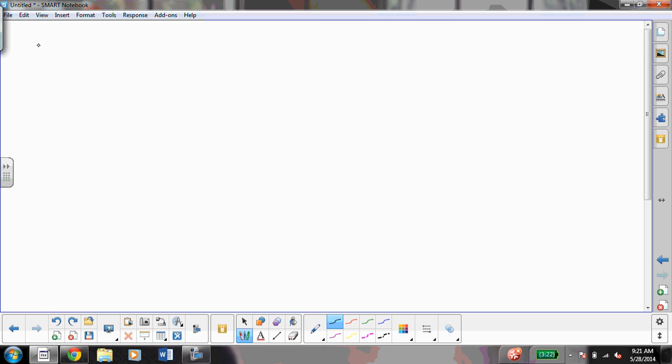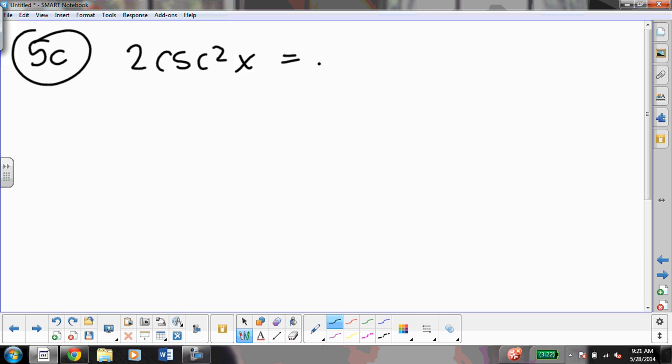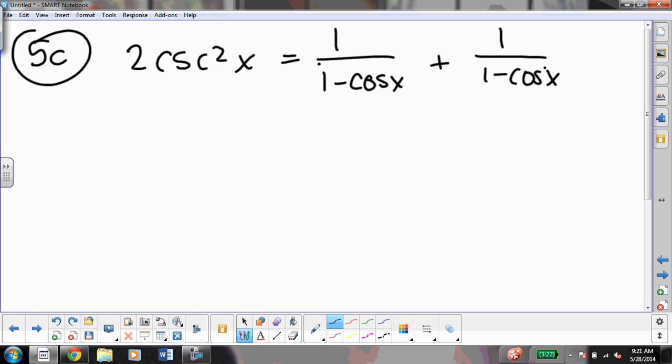The next proof, 5c: 2 cosecant squared x equals 1 over 1 minus cosine of x plus 1 over 1 plus cosine of x.